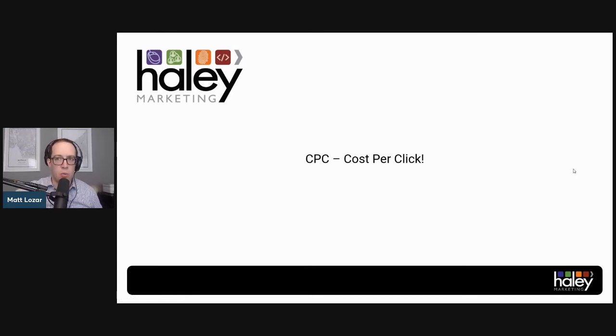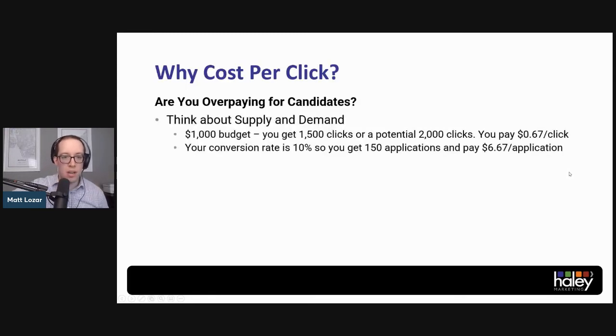Here's our example that talks about why looking at the metric of cost per click is really important to determine if you're paying the right amount for candidates, the market rate in your local geographic market for those jobs, or if you're overpaying for candidates and just because you're giving budget to the job boards, they're taking it and just charging more for a click on your jobs and not delivering more in terms of results. So why cost per click? Are you overpaying for candidates?